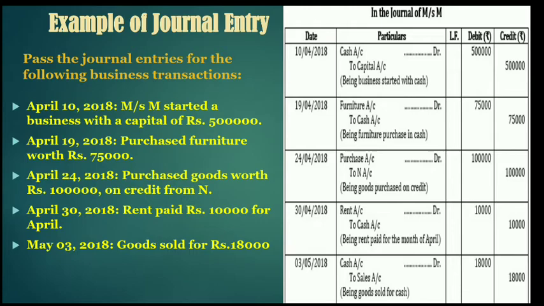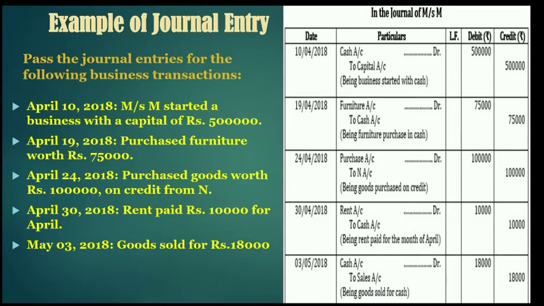The narration you have to write is, being business started with cash. You have to see this from the question. That is the first entry. Next, April 19, 2018, purchased furniture. Furniture is an asset, so it is debited. So furniture account is debited, and when you are purchasing something, you have to give cash, so the cash is credited. How much? 75,000. Reason? Being furniture purchased in cash.